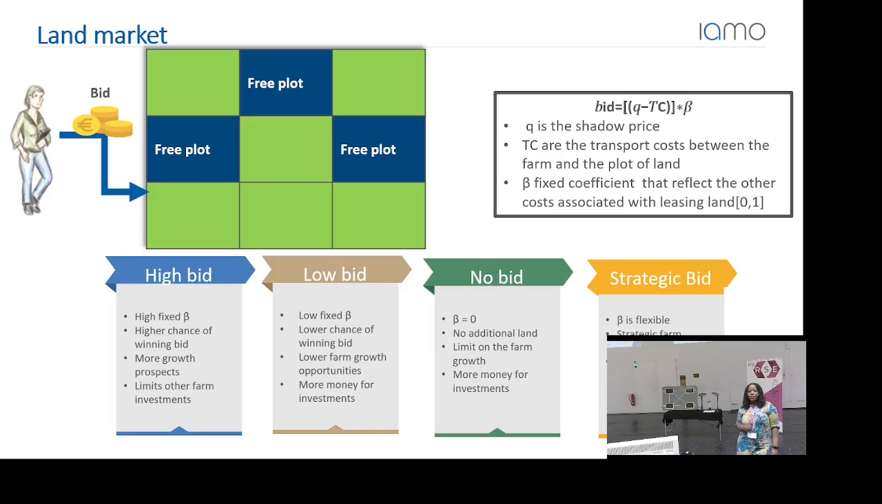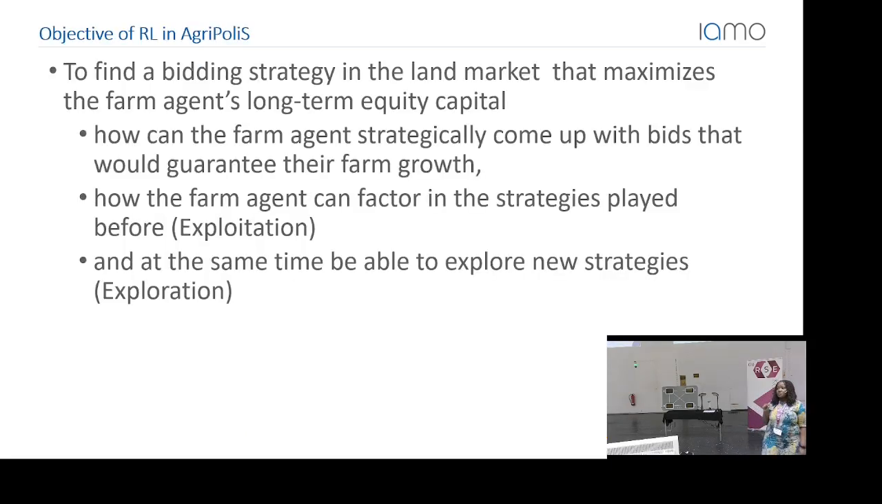So what would now be the chances? How can I balance between how much money I should bid and how much I should spend on other investments? And that raises the question of bidding objectives. Our objective is to find a bidding strategy that maximizes the farm's long-term performance, and we measure long-term performance in terms of equity capital, which is basically assets minus our liabilities.